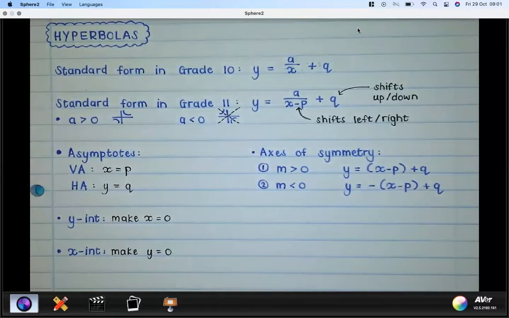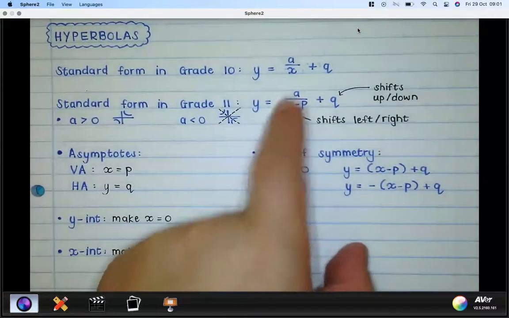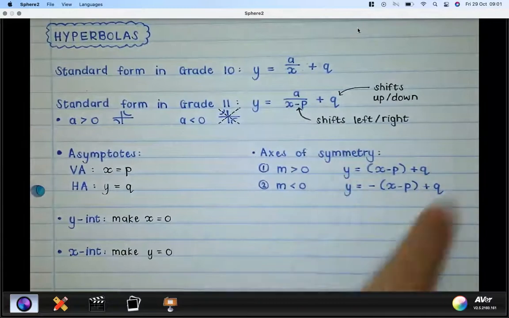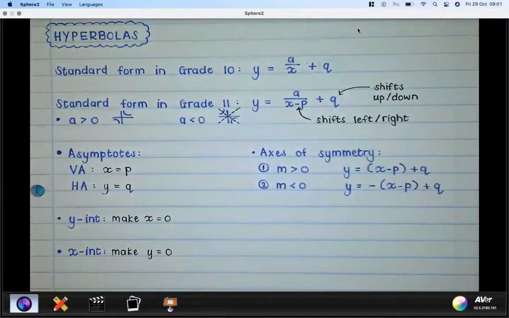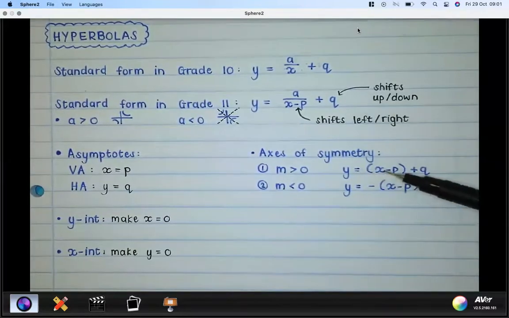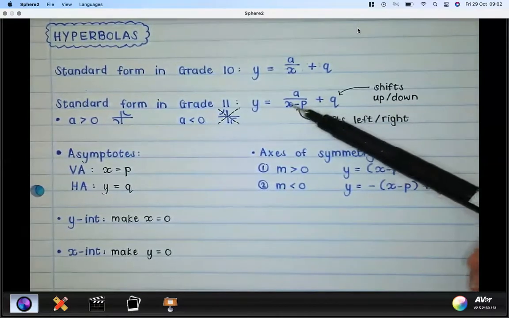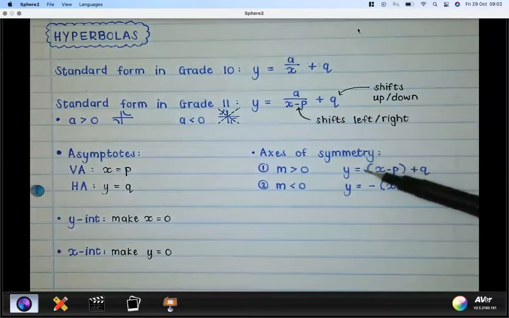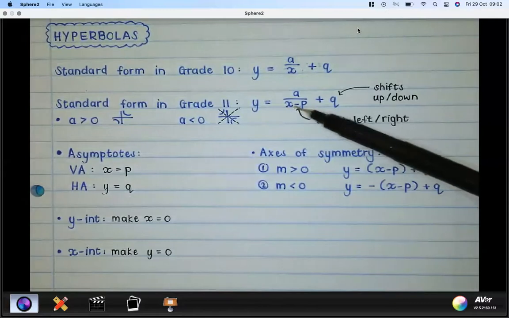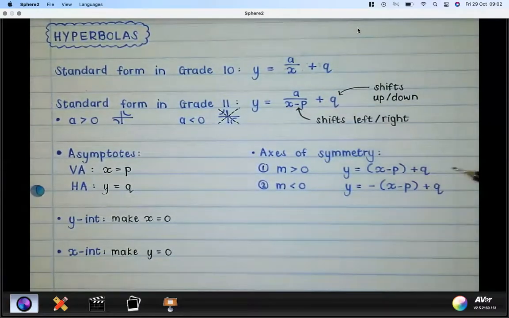In grade 10, it was very simple. It was just y equals x plus q and y equals negative x plus q. Now in grade 11, because we've introduced a left or right shift, the axes of symmetry equations are a bit more complicated, but if you memorize these, it's quite easy to use. You're just going to say y is equal to, so for your positive gradient one, just the denominator, x minus p. Literally exactly like that. You don't have to put brackets there for that one. If you don't want to, that's fine. So y equals x minus p plus q. And then you simplify. That will give you the equation of your positive axis of symmetry.